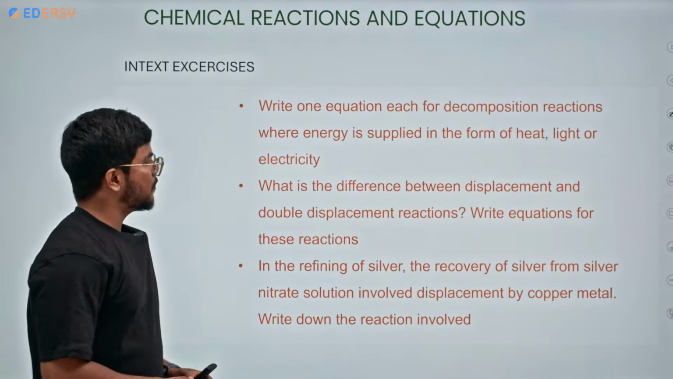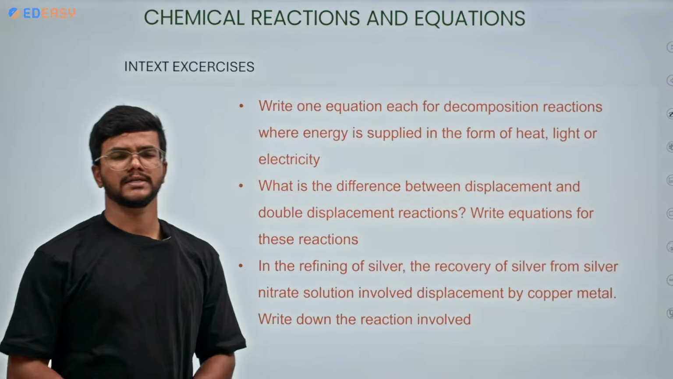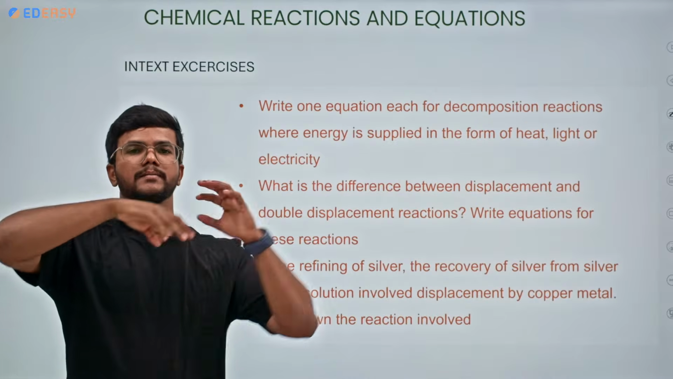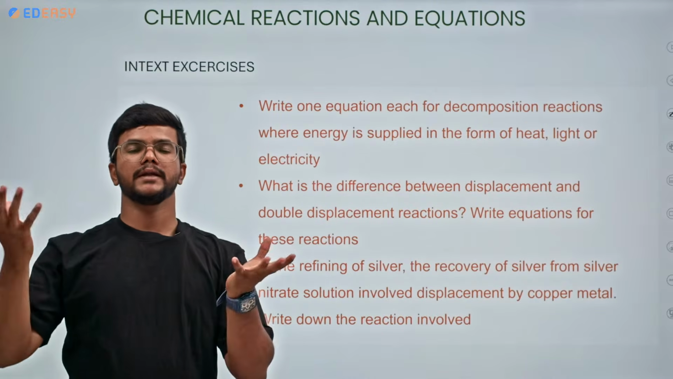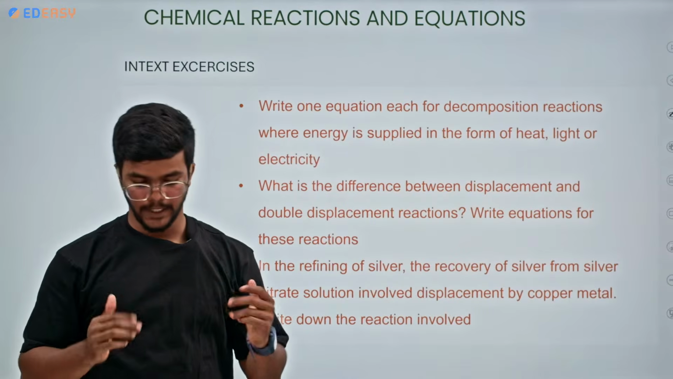What is the difference between displacement and double displacement? Write the equation. Displacement means a single metal displaces the metal from the salt, which is called single displacement. When two ions are exchanging with each other, it is called double displacement.